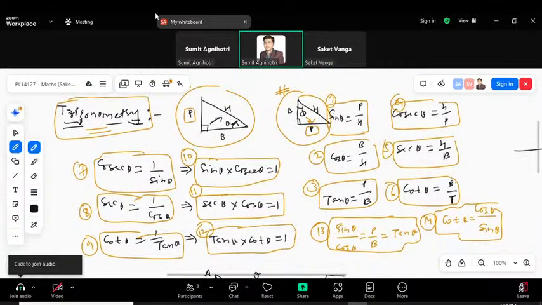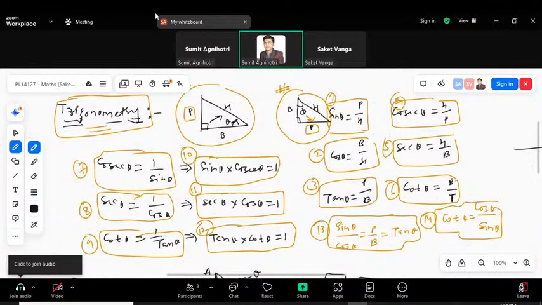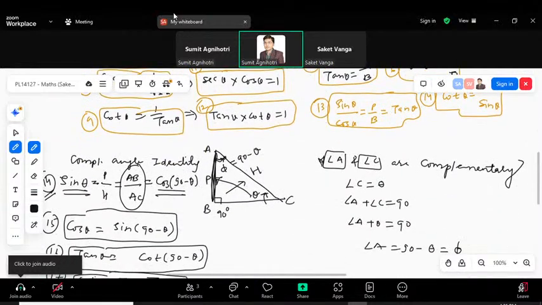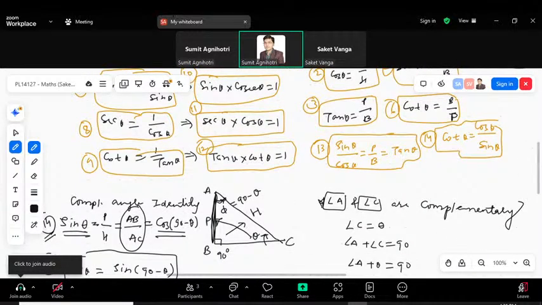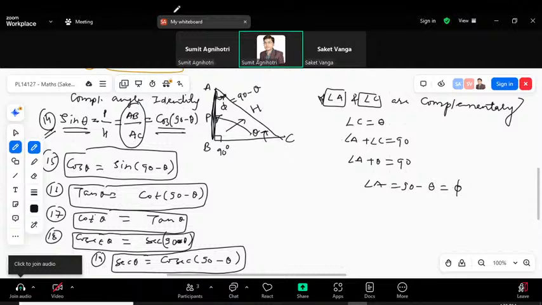First is sin is p by h, cos is b by h, tan is p by b, cosec is h by p, sec is h by b, cot is b by p, and then cosec is 1 by sin, sec is 1 by cos, cot is 1 by tan, sin into cosec is 1, sec into cos is 1, tan into cot is 1, sin by cos is tan, and cos by sin is cot. And then these are 6 more complementary angle identities. Here this was 14, then this becomes 15, 16, 17. Okay, numbering you can change. It is 15, 16, 17, 18, 19 and 20.